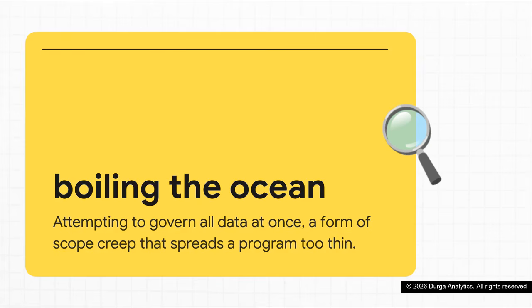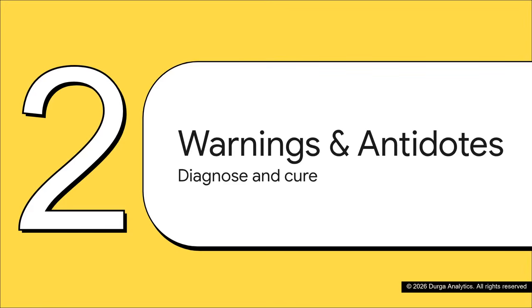Going back to our house analogy, it's like trying to build the kitchen, the bedrooms, and the roof all at once and finishing absolutely none of them. You simply burn through your resources and kill your own momentum. Moving on to Section 2, Early Warnings and Antidotes.